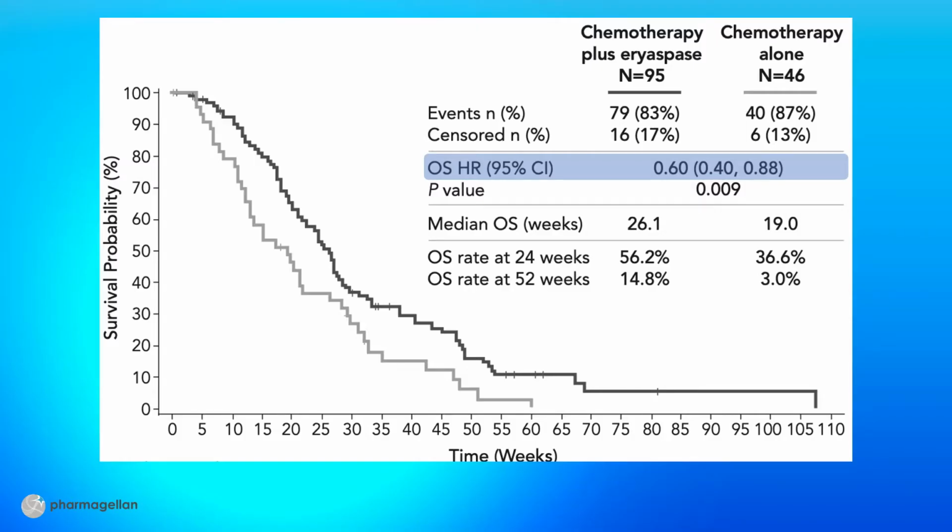Similarly, in the Kaplan-Meier curve of a pancreatic cancer study shown here, we see that the hazard ratio for overall survival of 0.60 corresponded to a median survival of 19 weeks in the control arm versus 26.1 weeks in the arm that got the experimental drug Ariaspace. That's a benefit of just shy of 2 months.